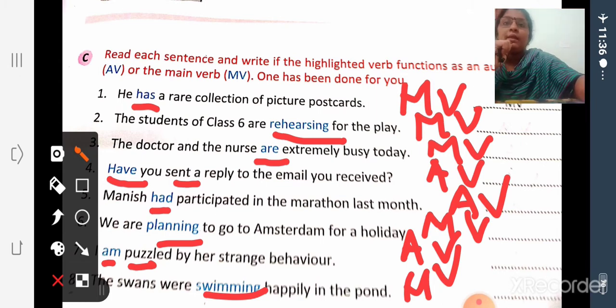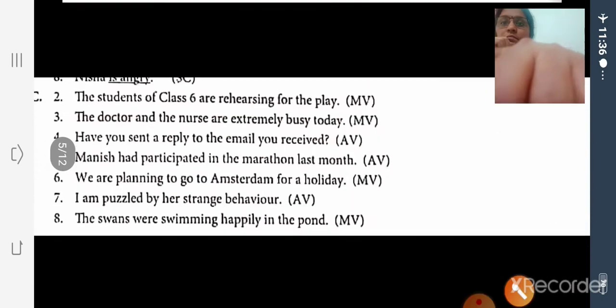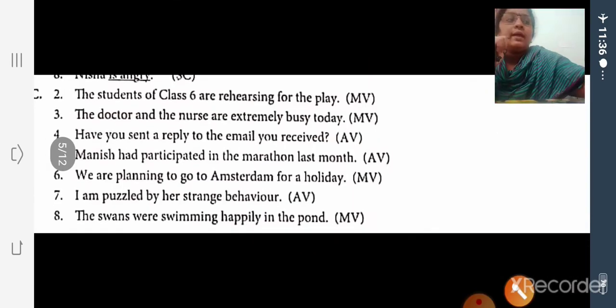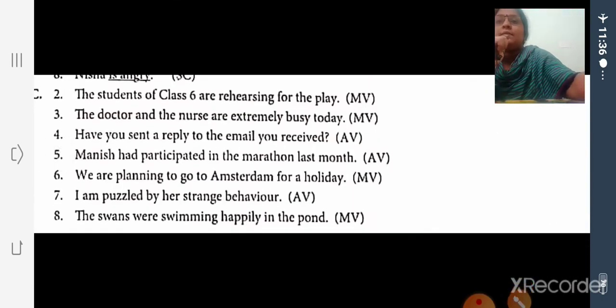So you have to write whether the highlighted word is a main verb or an auxiliary verb. The answer key is attached here. Make use of this page for completing the exercises.